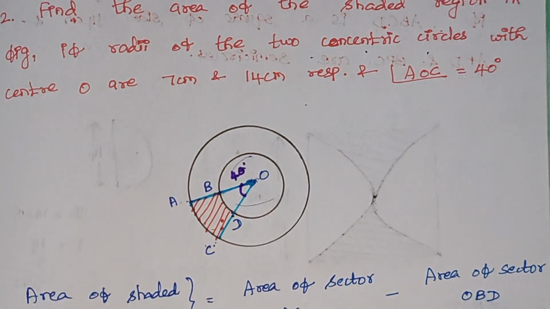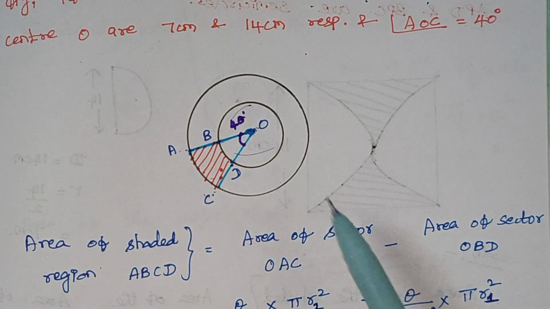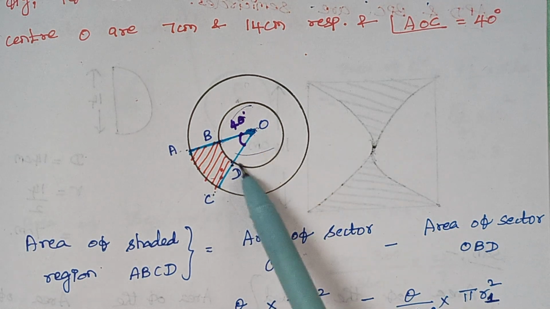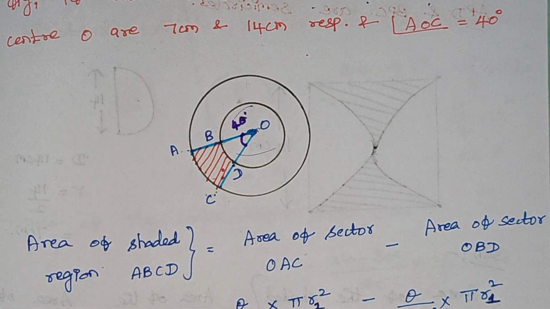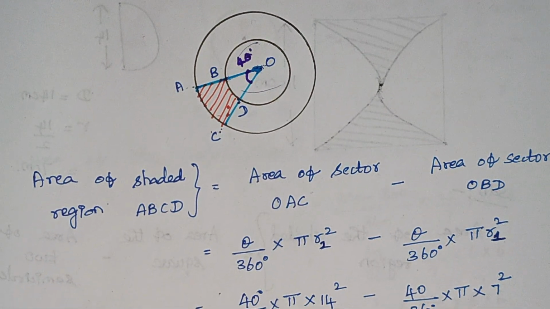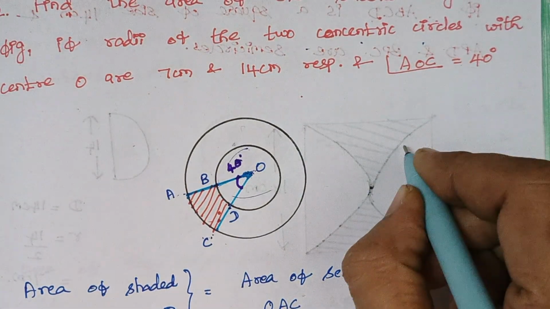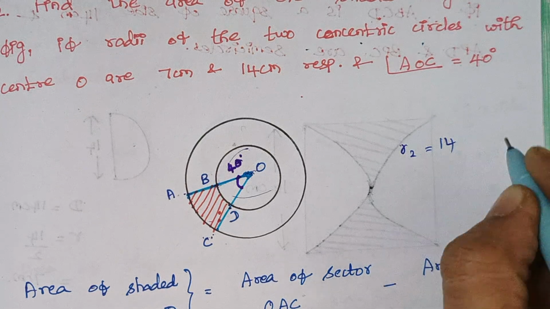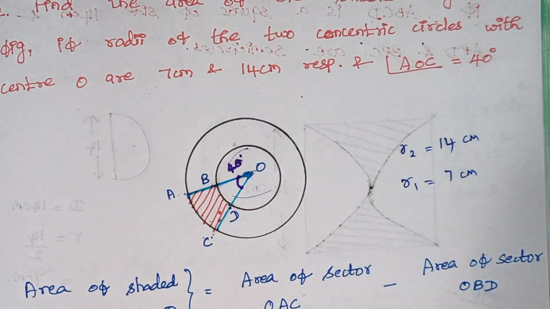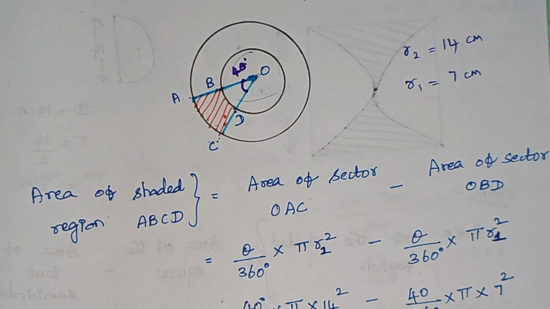So just write down the statement. Area of the shaded region is area of the sector OAC minus area of the sector OBD, right? So what is the formula to calculate the sector? It is theta by 360 into pi R square. Here we can even write a statement: let R2 is equal to 14 and R1 is equal to 7 centimeter, right? So pi R2 square minus pi R1 square.